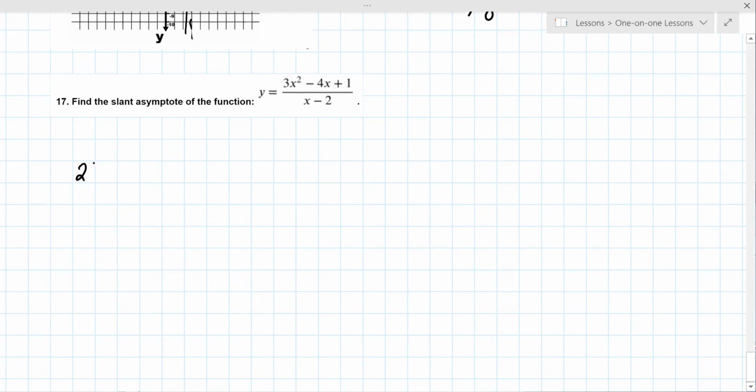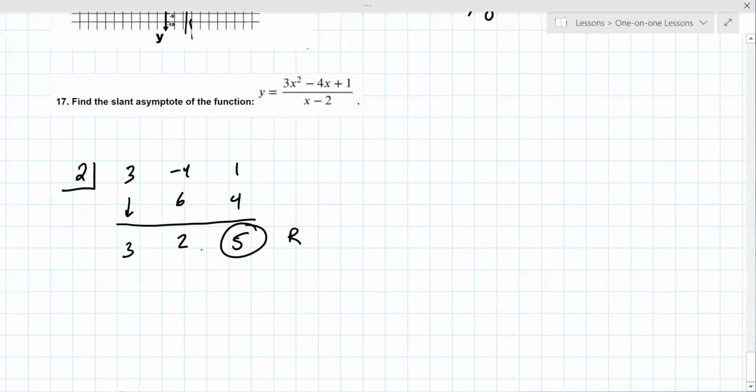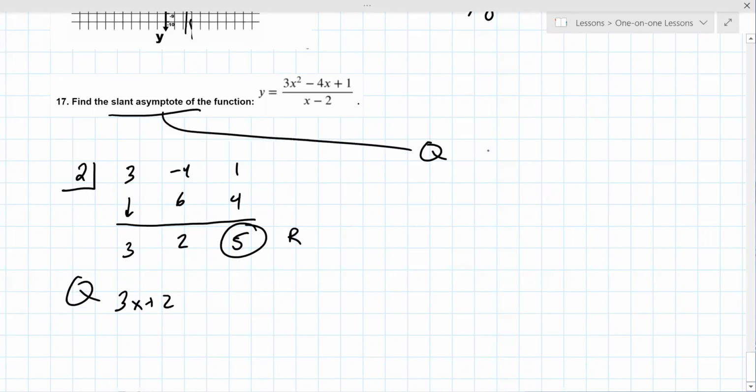All right, so 2 goes in the box, and then you got 3 minus 4 and 1. Bring the 3 down. 6, 2 times 2 is 4, 5. So you have a remainder here. Remainder is not important. This right over here, this 3x plus 2, your quotient is the slant asymptote. So that is y equals 3x plus 2. It's this part down here.